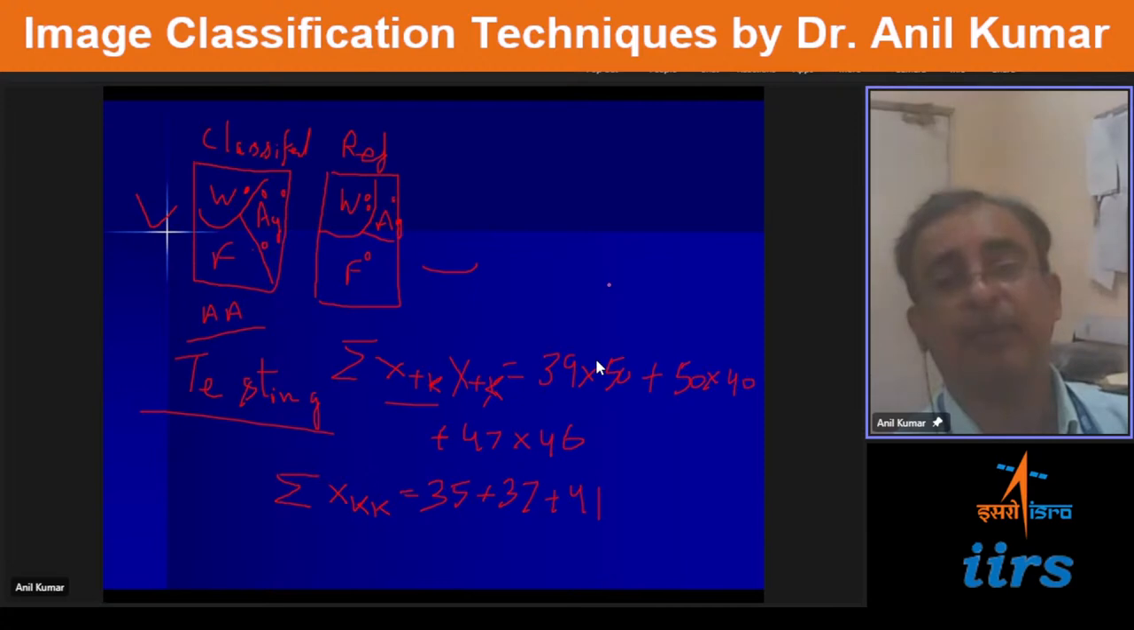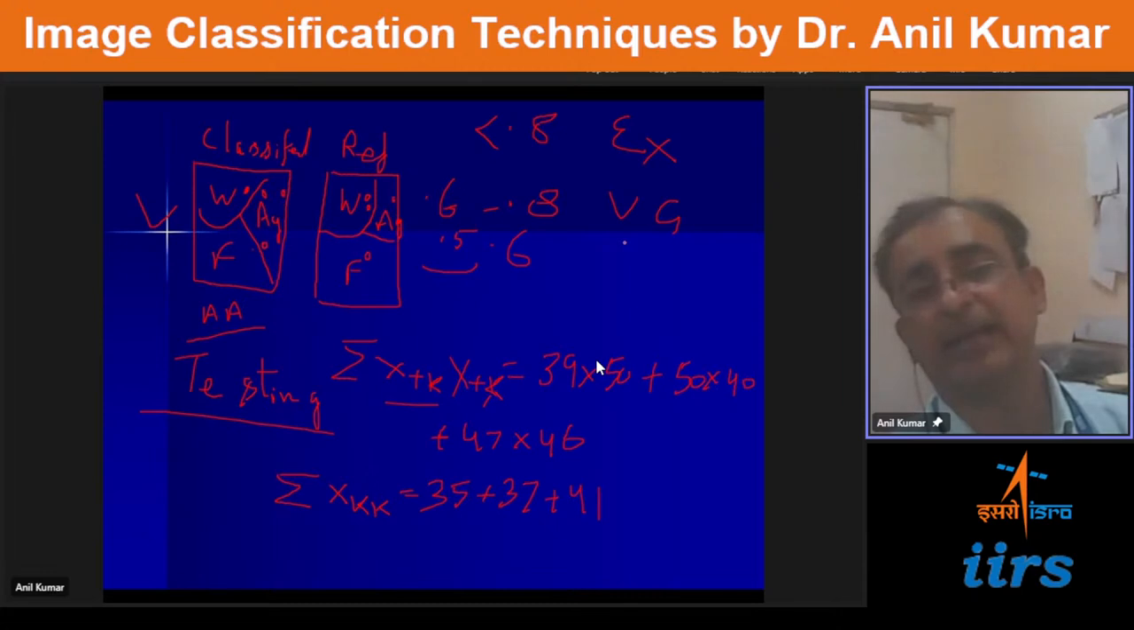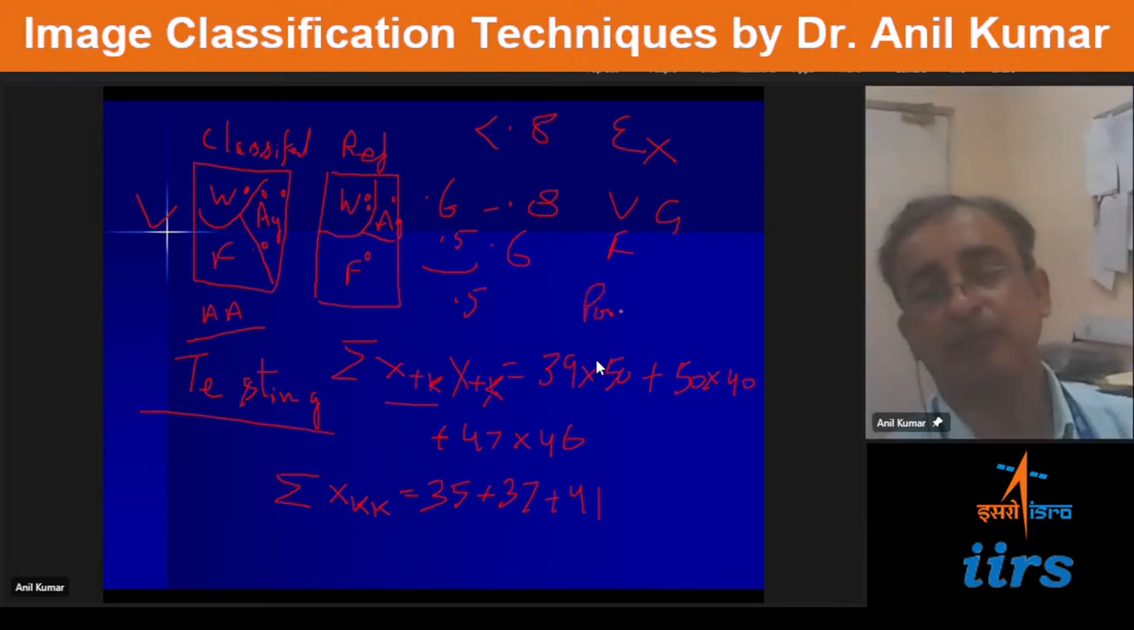Here, if kappa is more than 0.8, it is excellent. If it is 0.6 to 0.8, very good. If it is 0.5 to 0.6, then it is not even good, it is fair. And if it is less than 0.5, then it is a poor classification. These are the interpretations, and you can see the same interpretation for overall accuracy.